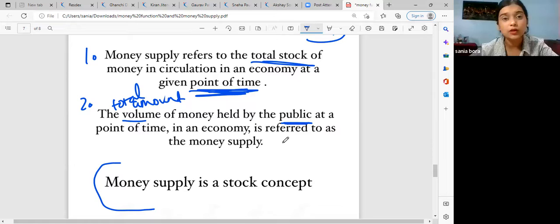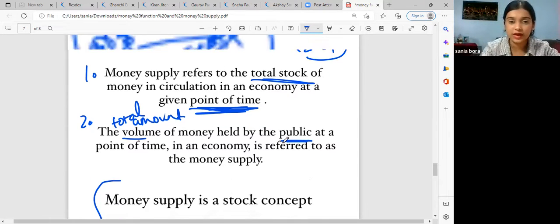If I ask you why, then you will tell me that, ma'am, whenever you ask me about money supply, you have to give me some point of time. Maybe you told me, ma'am, on Monday how much money you had. I told you that I had 100 rupees, but maybe on Tuesday I have 150 rupees or 50 rupees. It can change. So whenever you ask me how much money supply, you have to mention that point of time, at what date, at what time, or on which month, or on which day. Only then I can tell you how much money I have. Clear? Yeah.